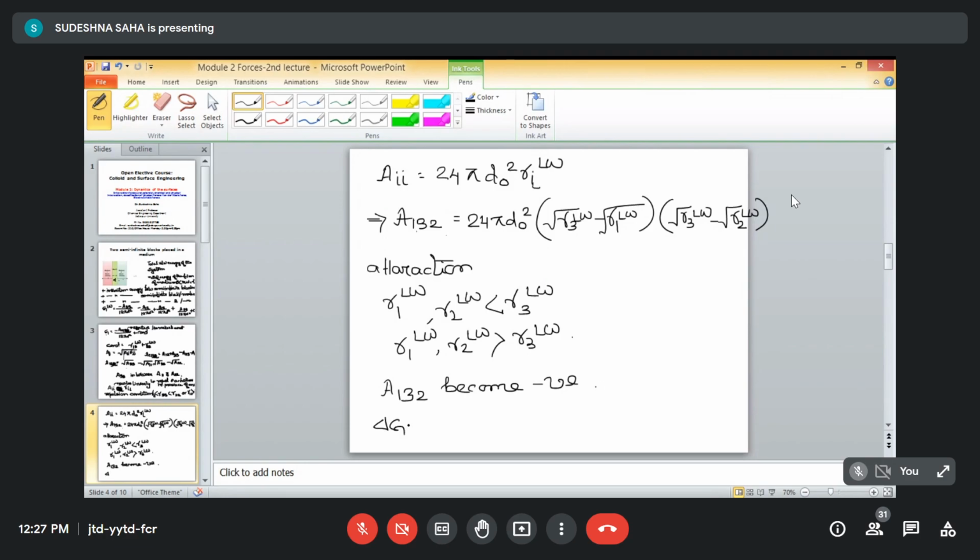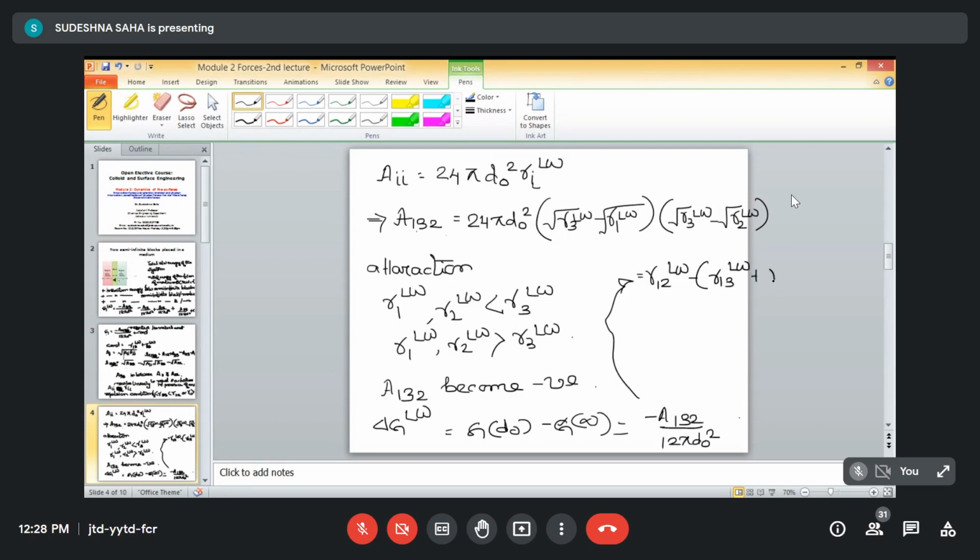So delta G dW, or delta G LW basically, we can write as G D naught minus G infinity, which we can write as minus A132 divided by 12 pi D naught square, which again we can write as, I will write it over here, gamma 1 2 LW minus gamma 1 3 LW plus gamma 2 3 LW.